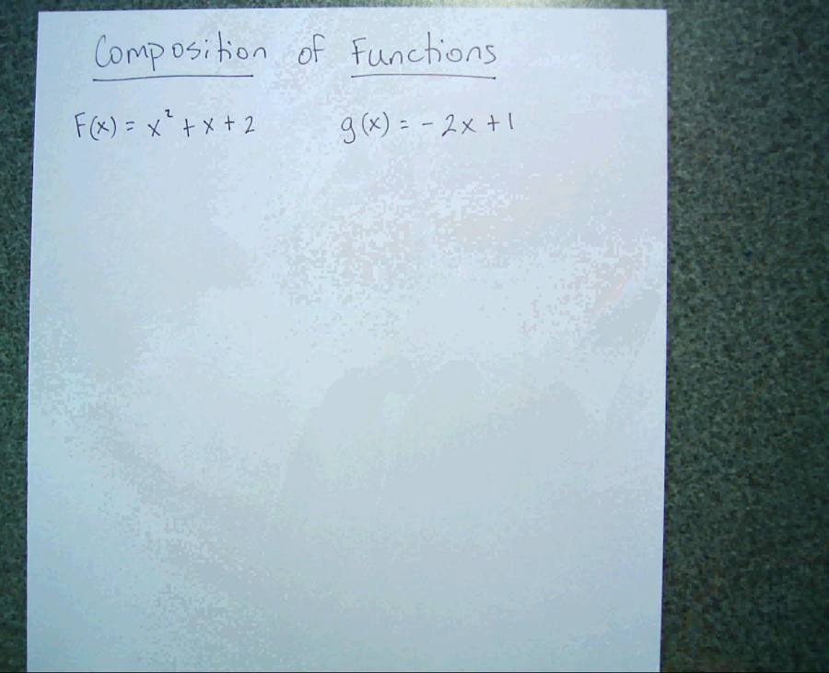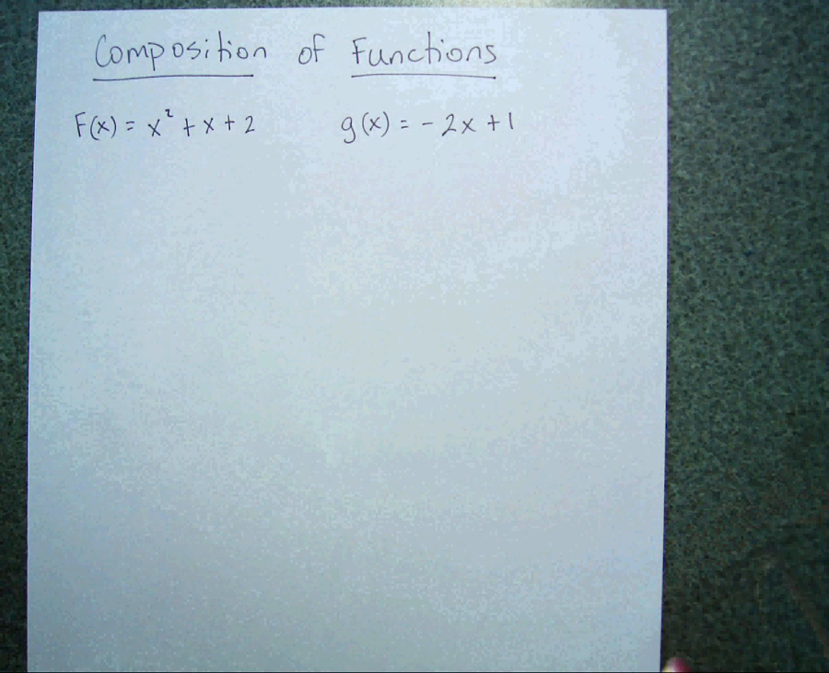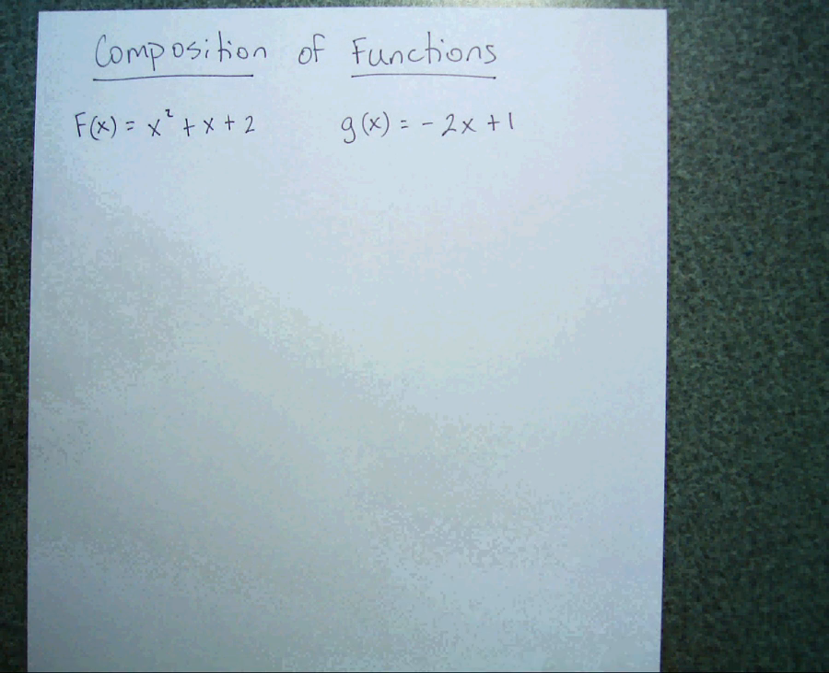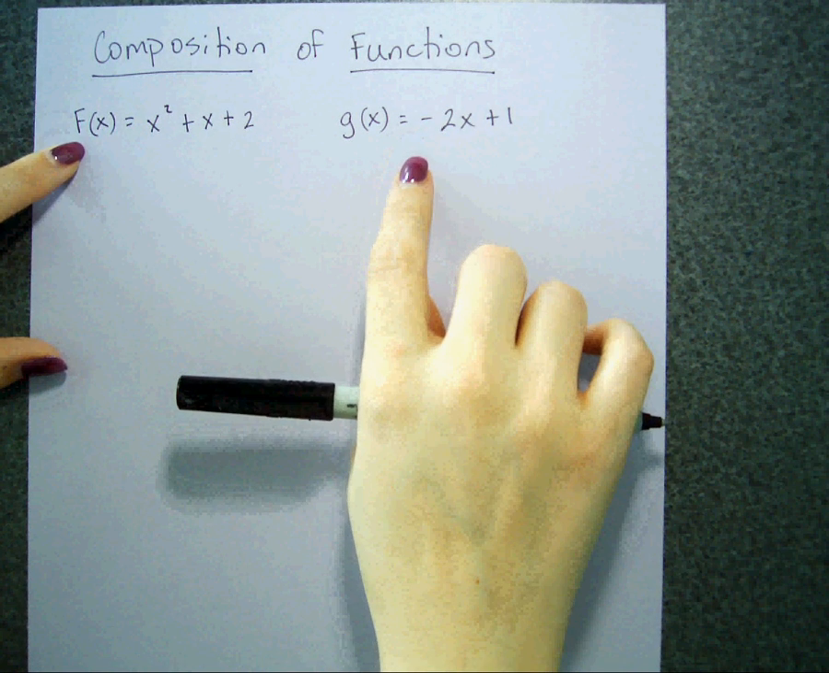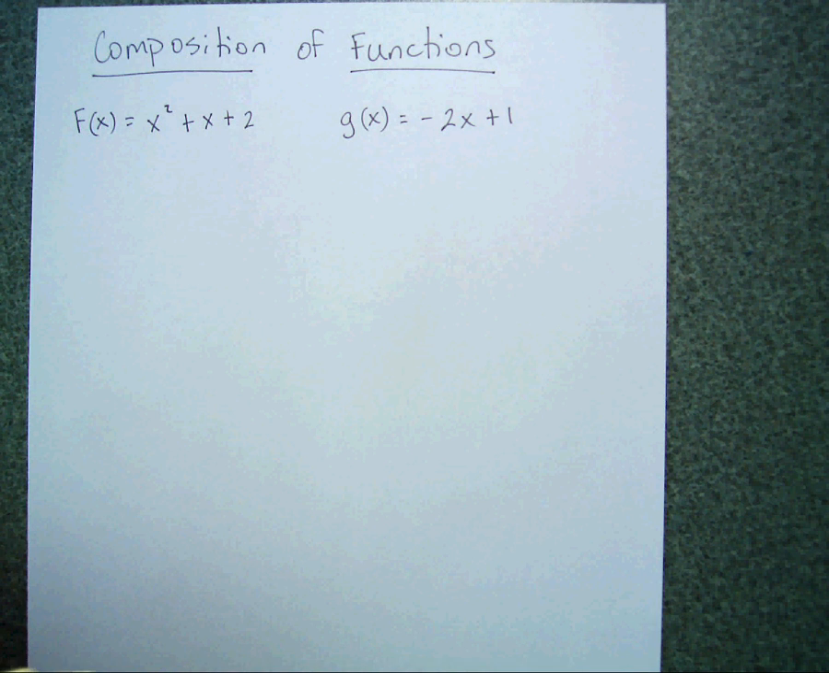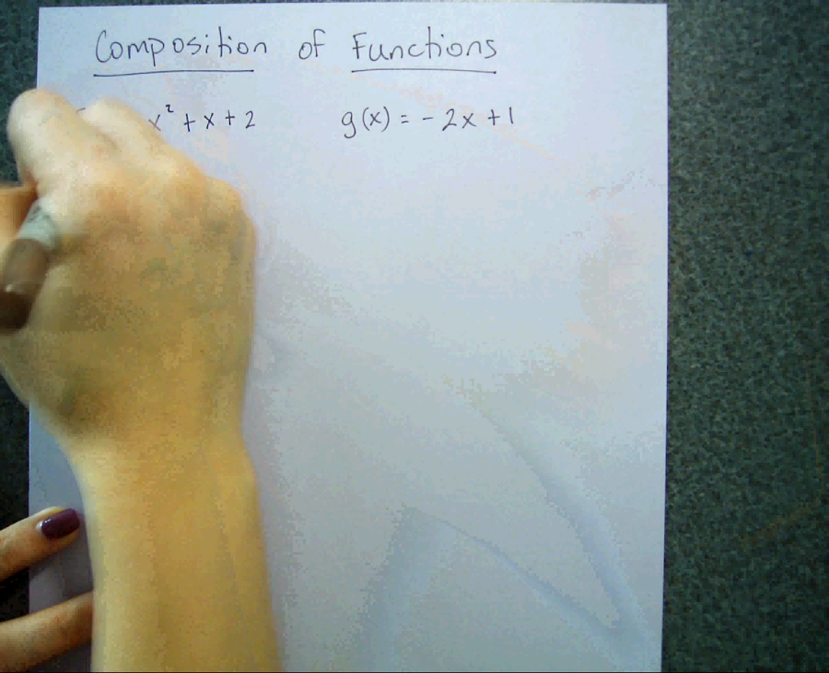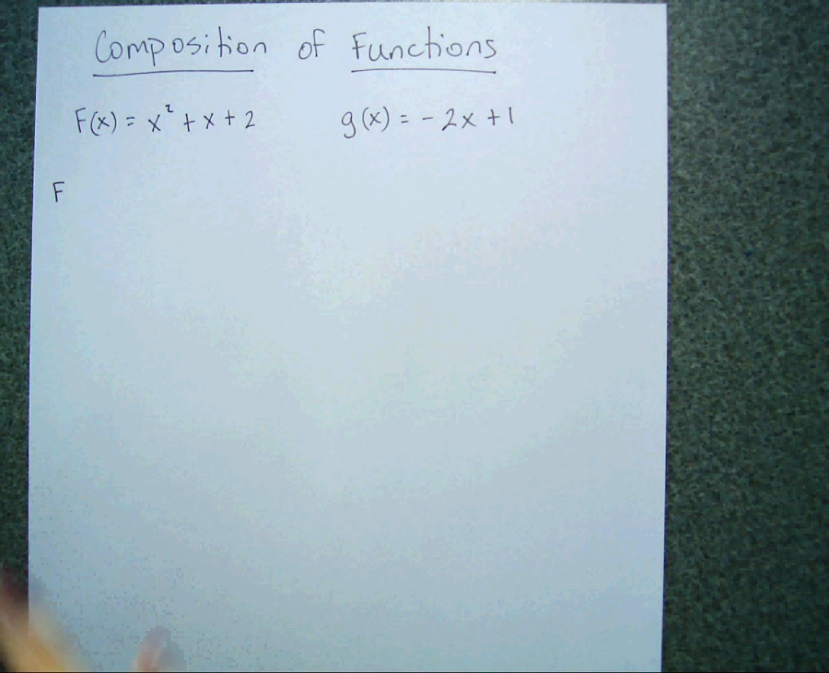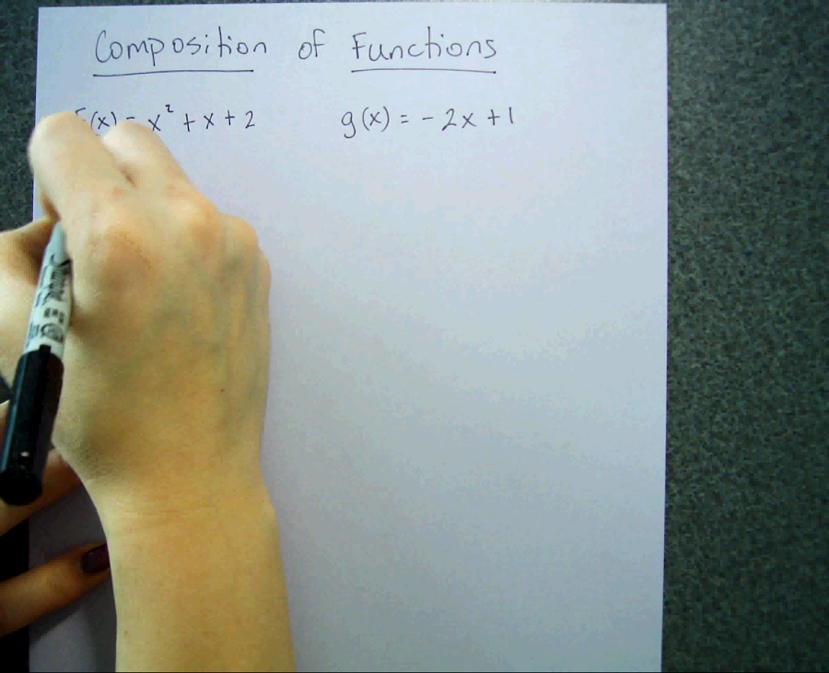All right, so the last, for right now, operational function that we'll look at is the composition of functions. So I have two functions, f of x equals x squared plus x plus 2, and g of x equals negative 2x plus 1. Before we dive in, let's look at a little bit of notation. We looked at multiplication, which was a dot between my two functions. Composition of functions will have a circle.